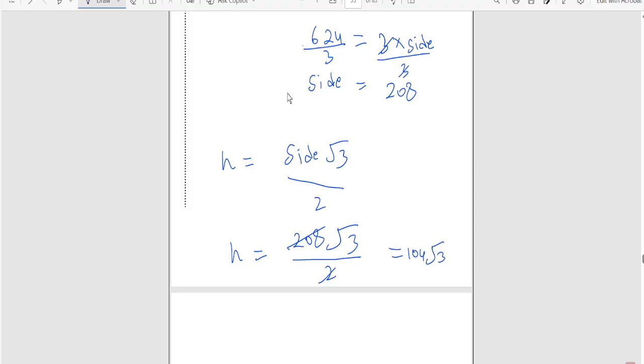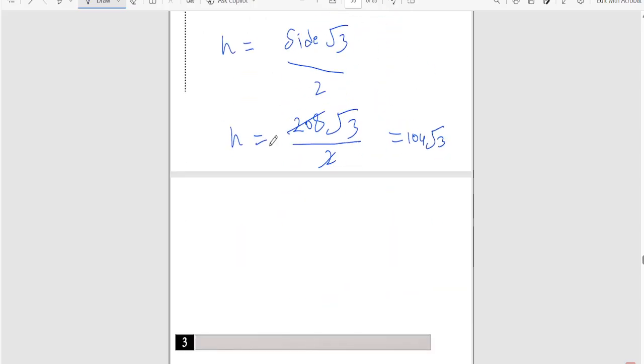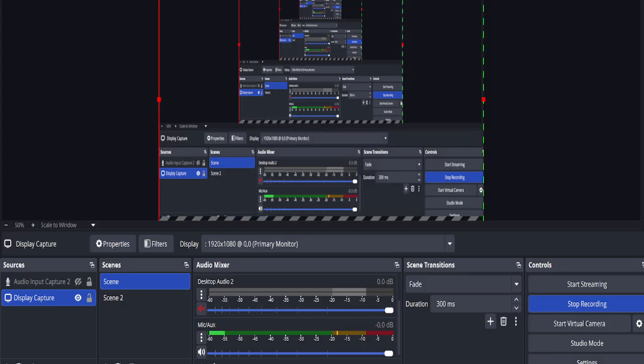This is my height. Now height is given in the question as k root 3. So in place of the height I can put k root 3 is equals to 104 root 3. So this cancels out if I divide both sides by root 3. So k is going to be 104. Okay, that's how we can find it. Thank you.